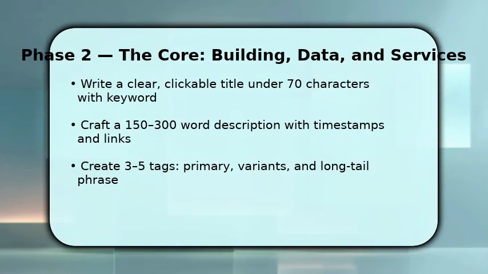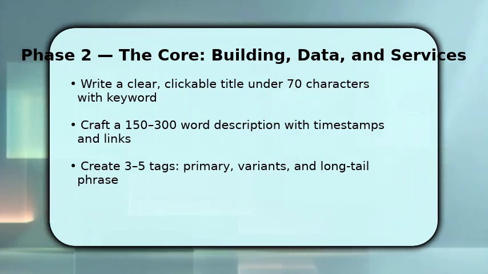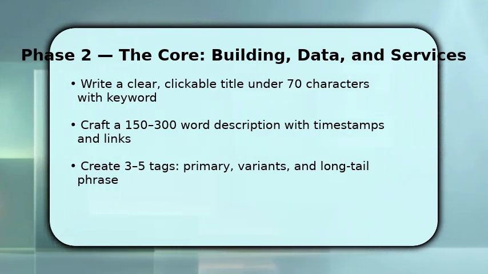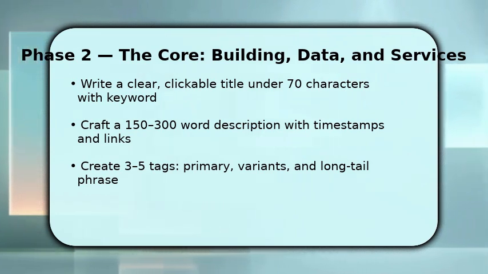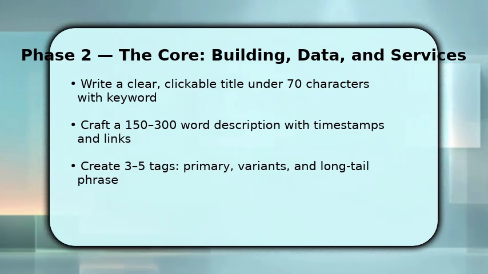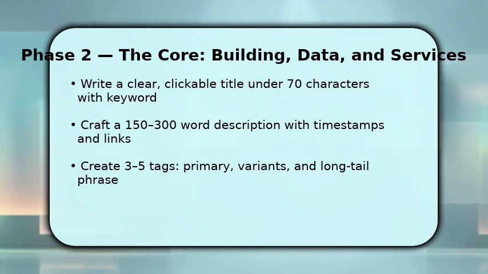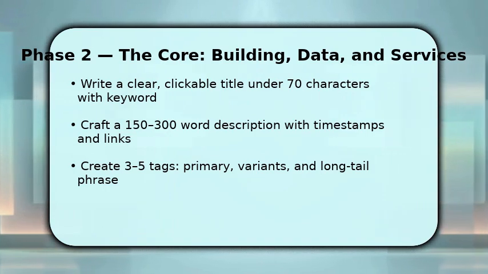Once your keywords are set, optimize the on-page elements to convert impressions into views. You should write a concise, keyword-first title under 70 characters. That improves visibility and CTR. Then craft a 150-300-word description that explains value, includes timestamps, and places your primary keyword early. Add 3-5 tags, the primary, common variants, and a long-tail phrase to cover phrase matches. Make sure your thumbnail clearly reflects the title. Visual relevance boosts click-through rates significantly.